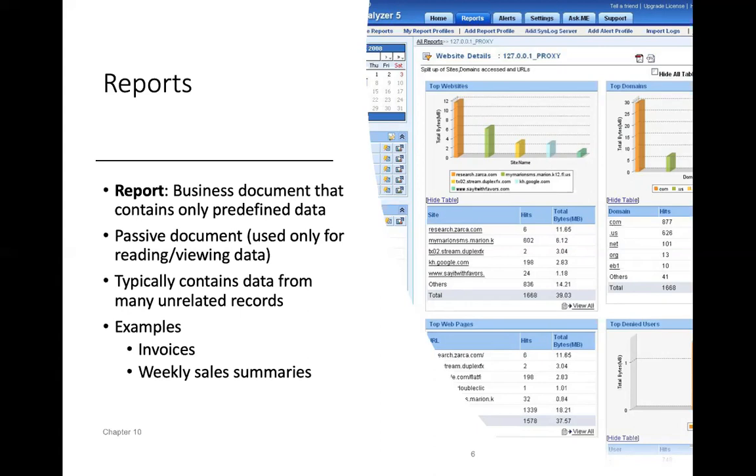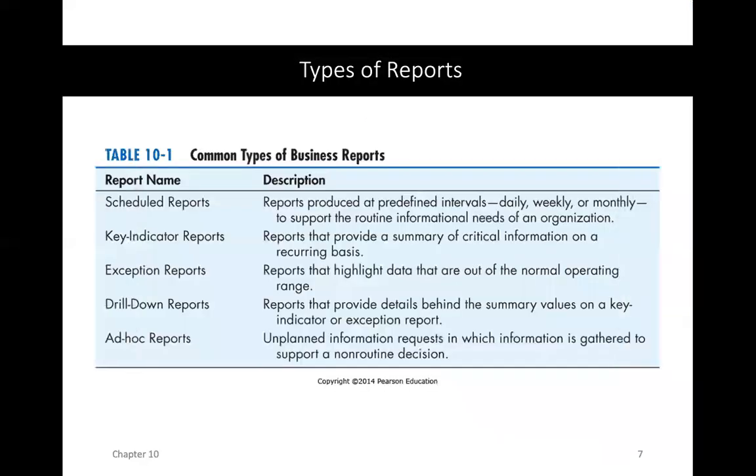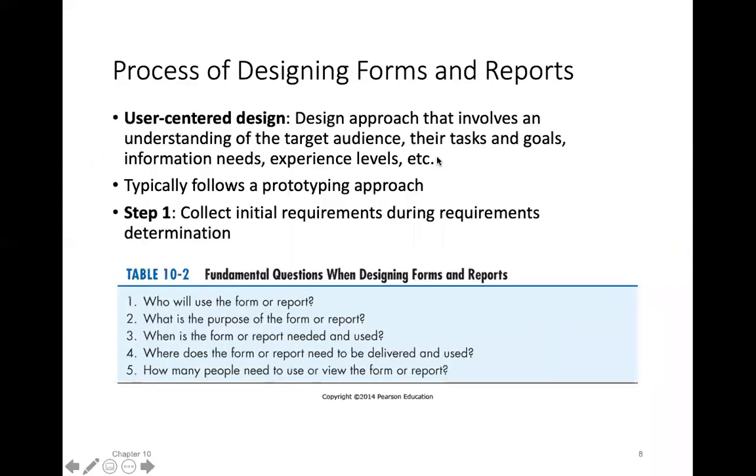So how many types of reports are we usually going to be seeing or interested in the context of our class? Well, here we have 5 types of reports that we are interested in. Let's have a look at them in turn. So scheduled reports, these are reports produced at predefined intervals, daily, weekly, or monthly, to support the routine informational needs of an organization. So these are the reports that you can expect to get as and when they are generated. So these are the ones that happen all the time.